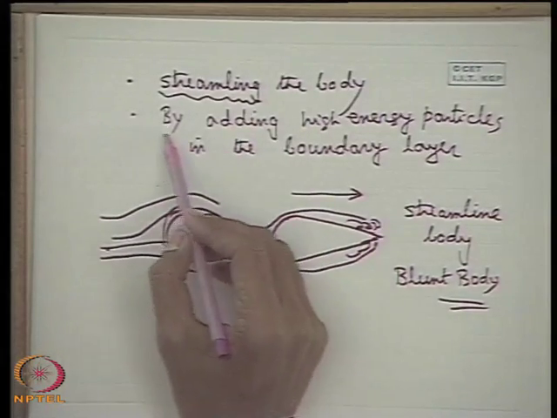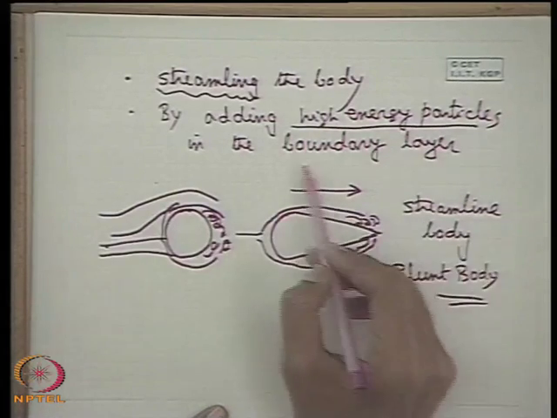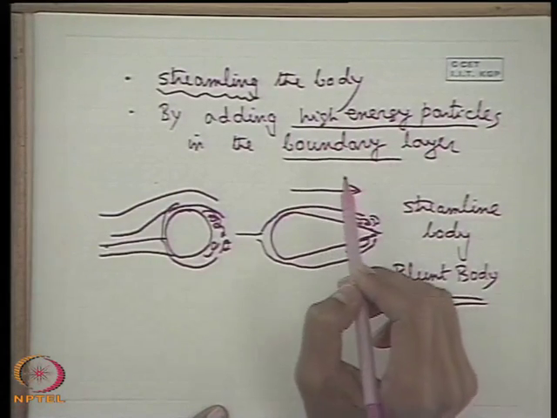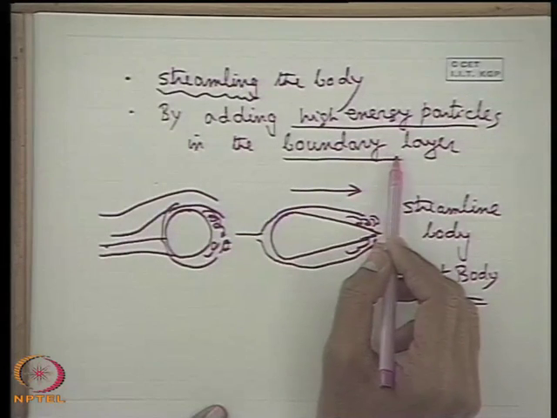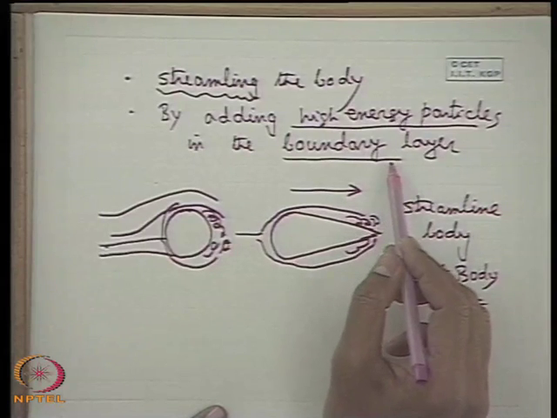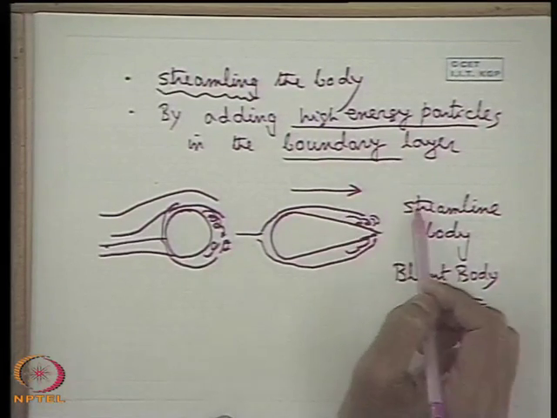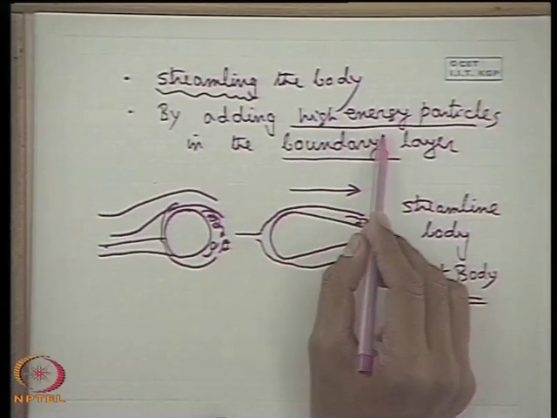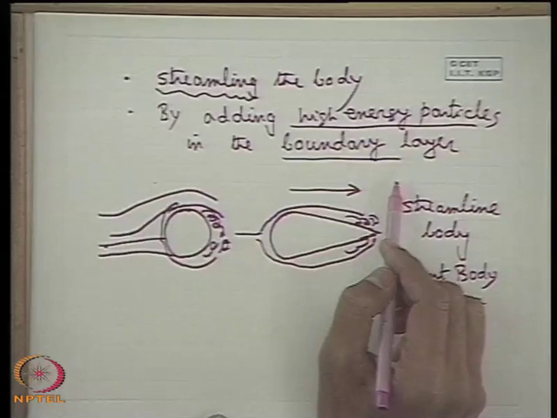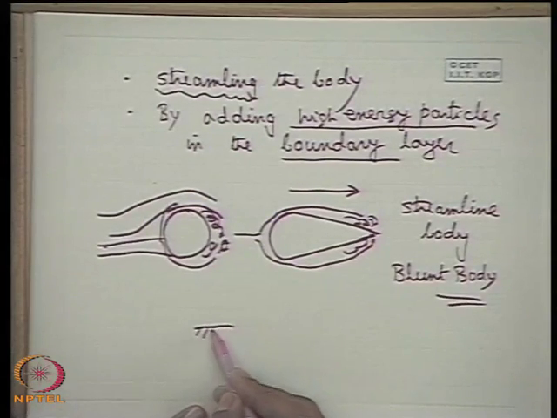Now, another way of reducing the boundary layer separation is by adding high energy particles in the boundary layer. We have recognized that it is because of the loss in the energy of the particles within the boundary layer, because of the viscous interaction between the solid surface and the fluid, that particles become unable to cross the adverse pressure hill. So, if we put more energy in the fluid particles within the boundary layer, boundary layer separation may be avoided.